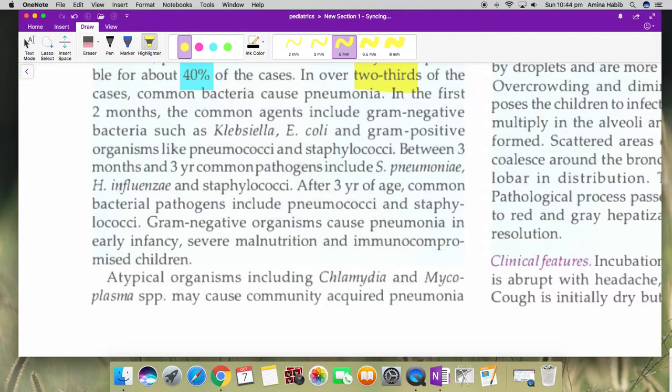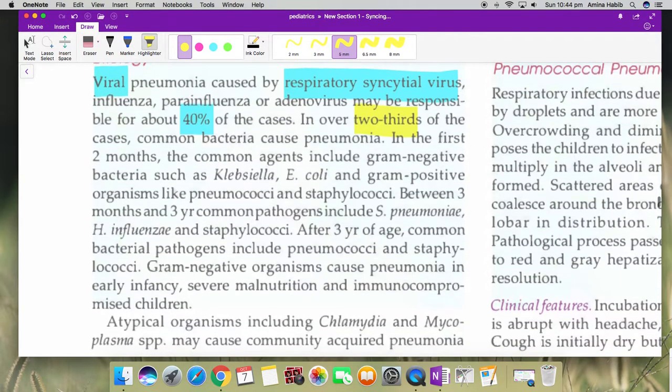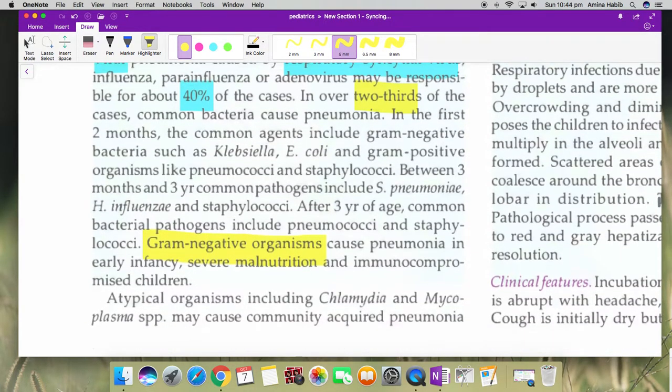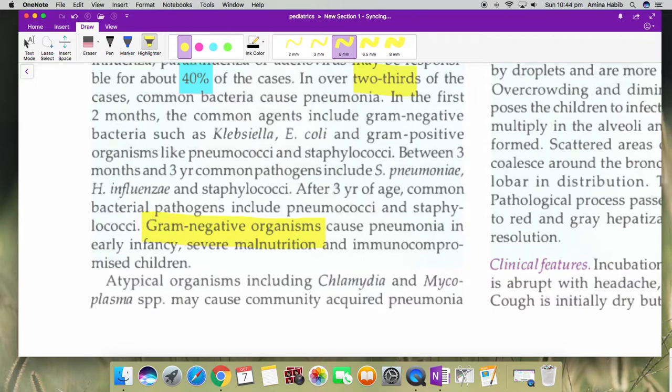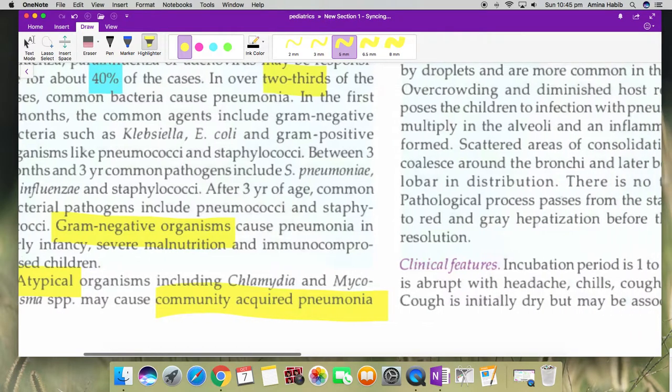Now chlamydia and mycoplasma, atypical ones, may cause community acquired pneumonia. And gram negative organisms, whenever they are there, either the child is very small, meaning weak, less than 2 years of age, then he will be a soft target for these gram negative organisms, meaning early infancy, or if the child is severely malnourished, or if the child is immunocompromised, then gram negative ones attack more. Atypical ones like chlamydia and mycoplasma may be causing community acquired pneumonia.